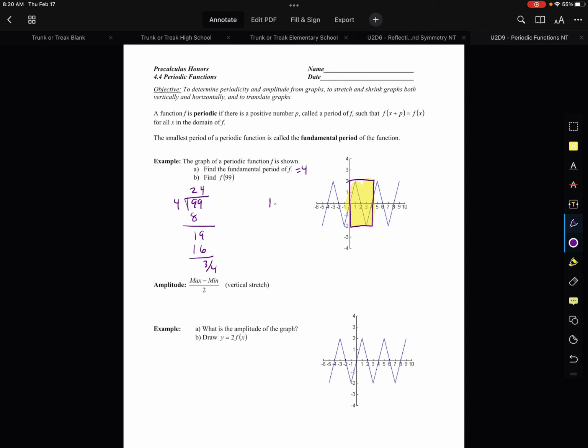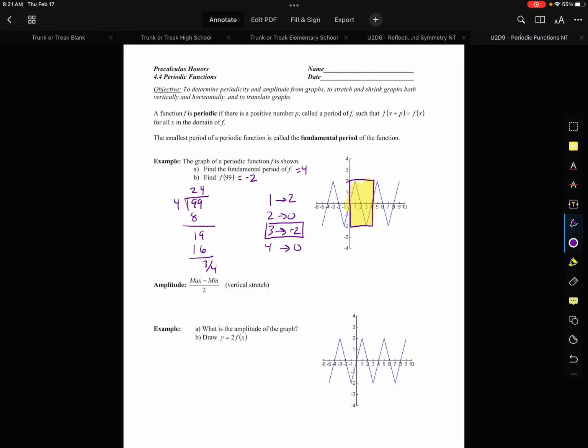So spot 1 is 0. Spot 2 is 0. Oop, my bad. Spot 1 is 2. Spot 2 is 0. Spot 3 is -2. Spot 4, which is back to 0, is 0. So in this scenario here, since it's a 3 out of 4, we go with this, which tells us that f of 99 is -2.